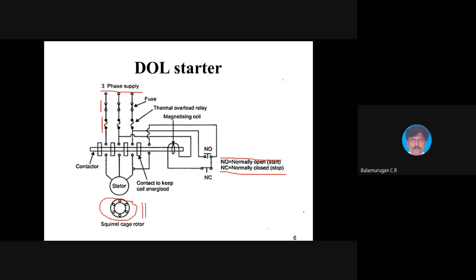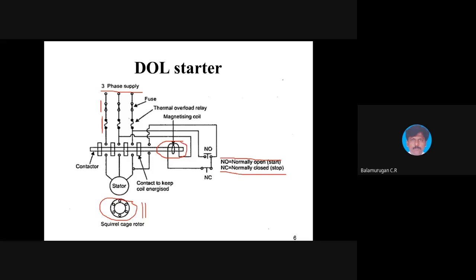If you look at the starter externally, we have these two push buttons. One is green and the other is red. Green represents the start button, the normally open contact, and red represents the normally closed contact, which is the stop button. So what is the arrangement? This coil will energize if you give the 440 volt input.